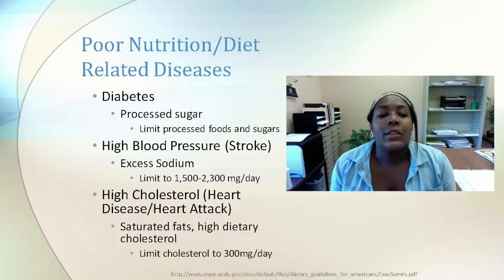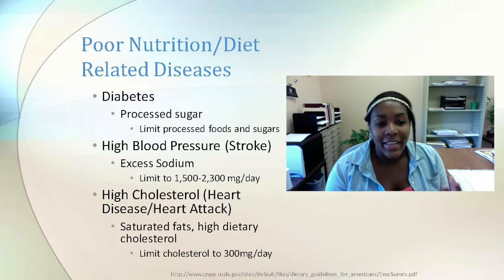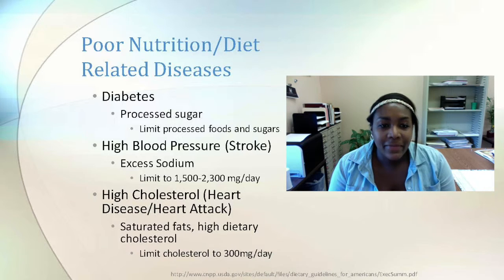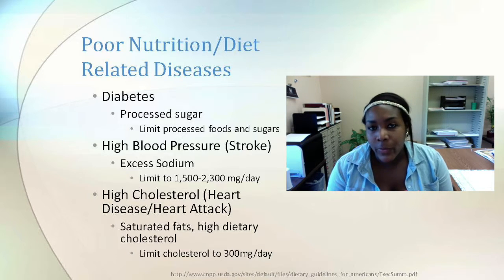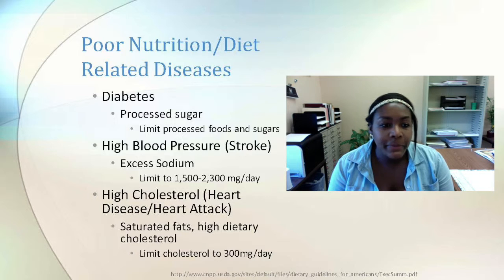So why do you want to eat well? Why do you want to focus on nutrition? Well, there are some diseases that you can get that are related to eating food. And these are often called obesity-related diseases, but they're really more related to poor nutrition and diet. And they can affect anyone, whether or not they are obese or not.